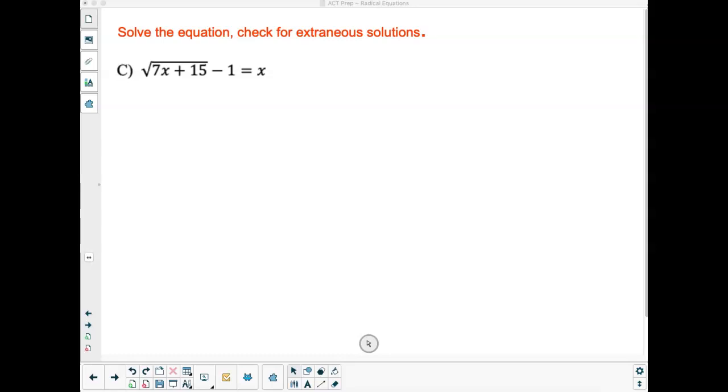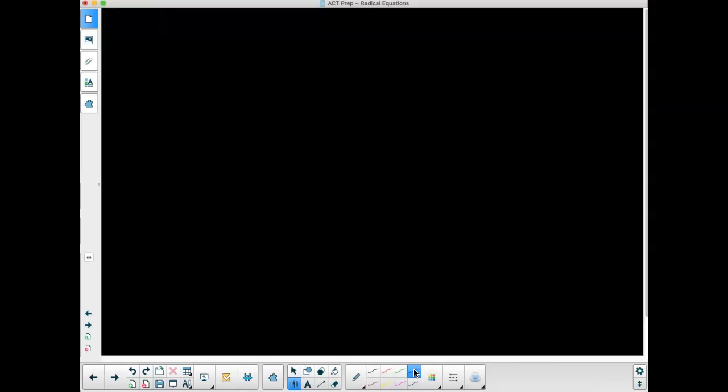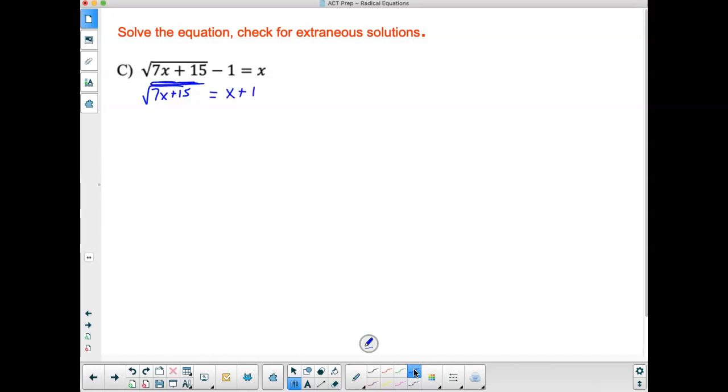Okay, now letter C on the note sheet, if you need help on this one. Again, what we want to do is isolate our square root function. So what we need to do is add 1 across. So we're at the square root of 7x plus 15. Well, that's really ugly. Equals x plus 1. In order to get rid of that square root, I need to square both sides of my equation.